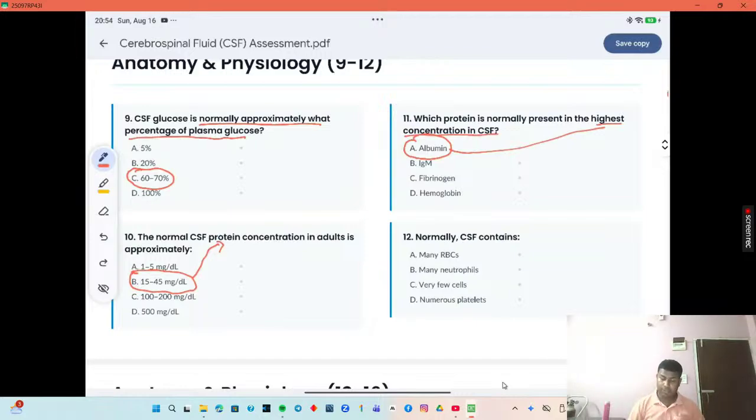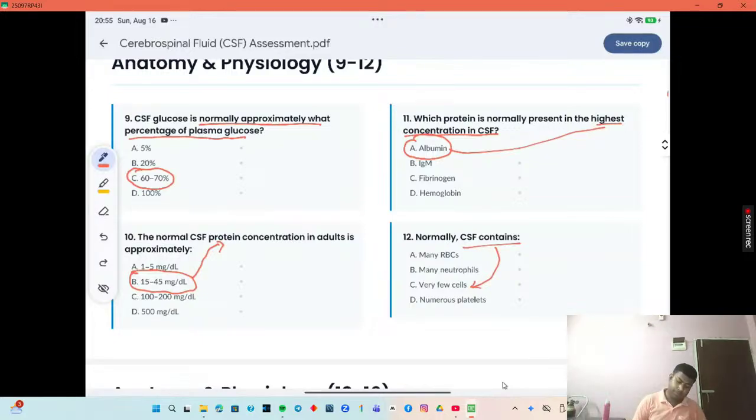Now the next question is, CSF contains. What does CSF contain? The right answer of this question will be that CSF contains very few cells. Is it clear to you? So what does CSF contain? CSF contains very few cells.